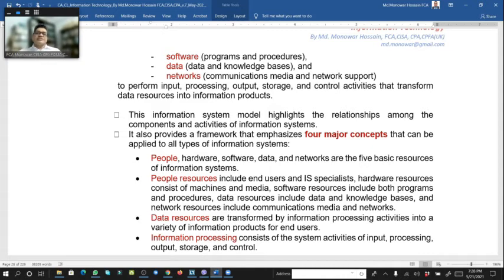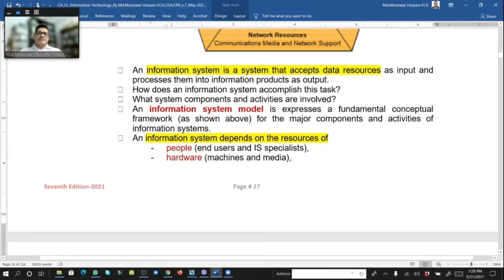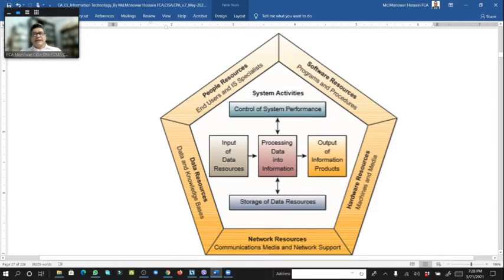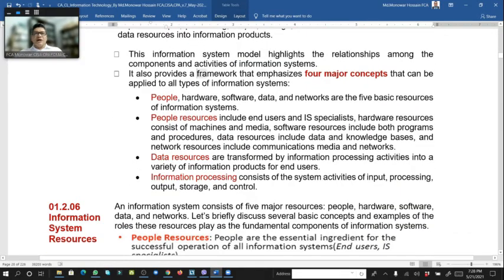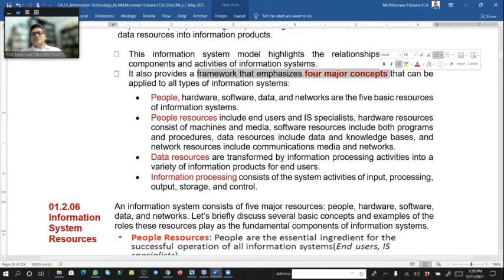This information system model highlights the relationship among the components and activities of the information system. So this also highlights their activity. Input goes to the process to make the output, and also the data is stored, and also control is here, including all resources here. It also provides a framework that emphasizes four major concepts: people, hardware, software, people resource, data resource, and information processing.